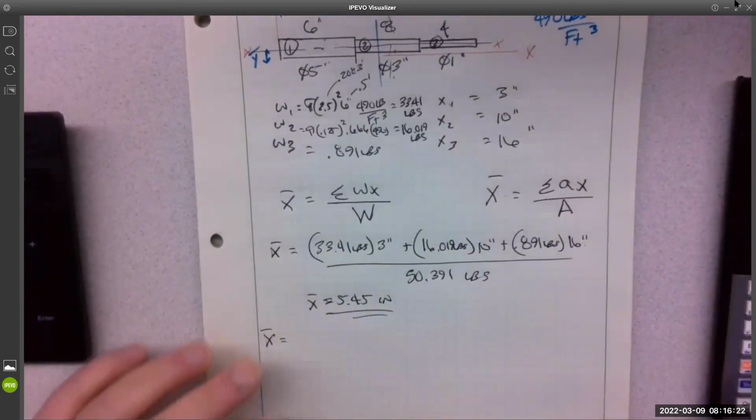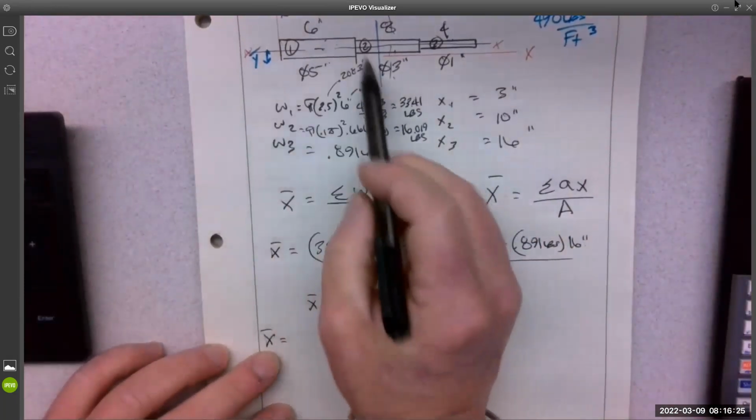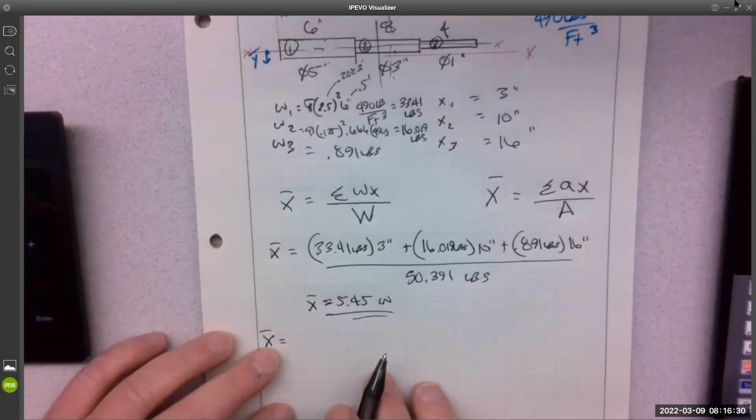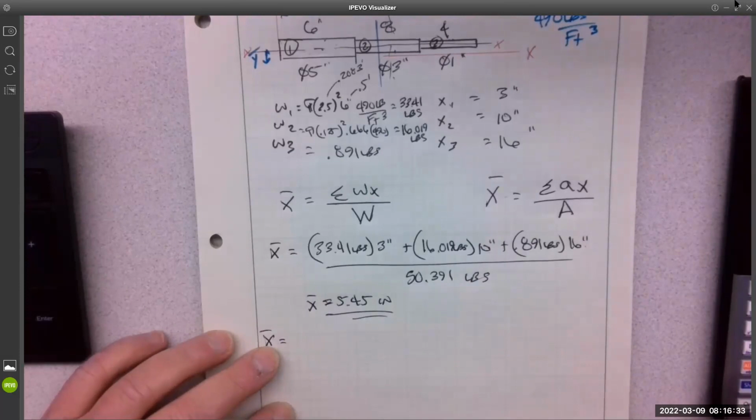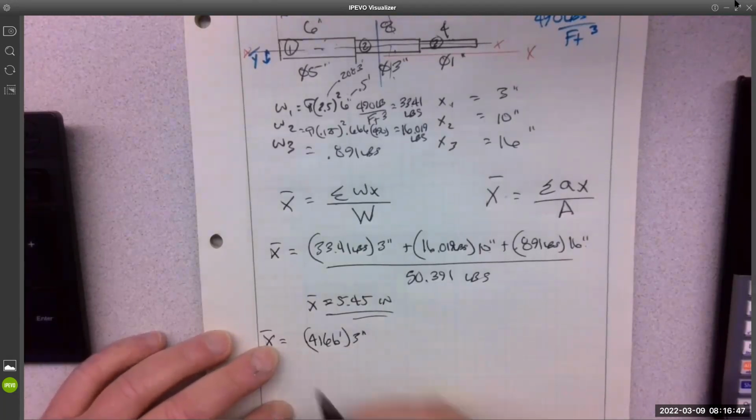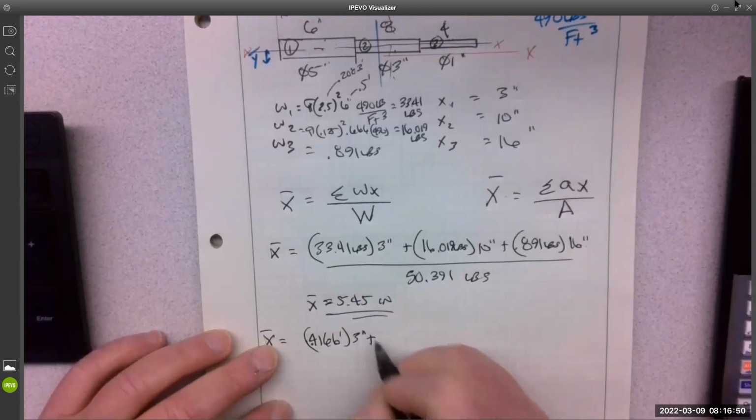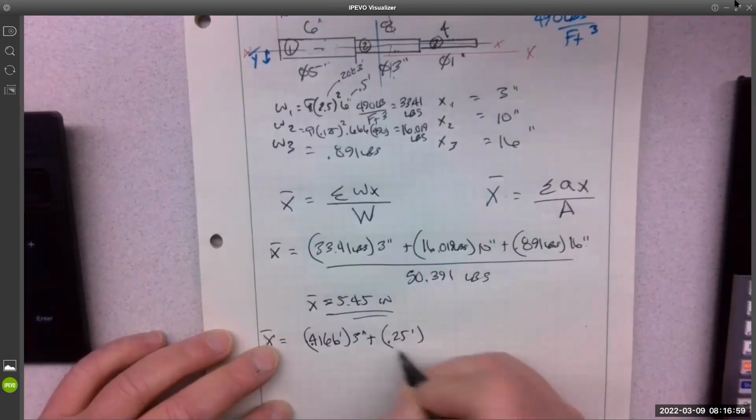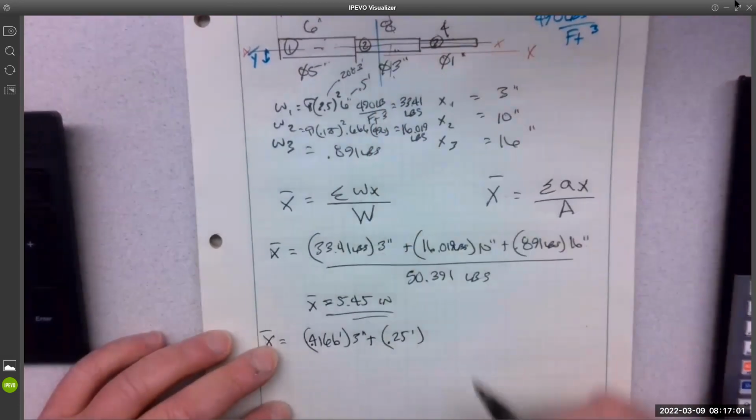X bar again. So area 1, I'm just going to treat it as a rectangle. It's going to be diameter 5 inches, so 5/12. Again, I'm just getting it to feet, so 0.4166 feet times its X distance, which didn't change. It's still 3 inches. I add to it this area, which is the 3 inches. I think that's 2.5, yeah, 0.25 feet. So that's this rectangle times 8.